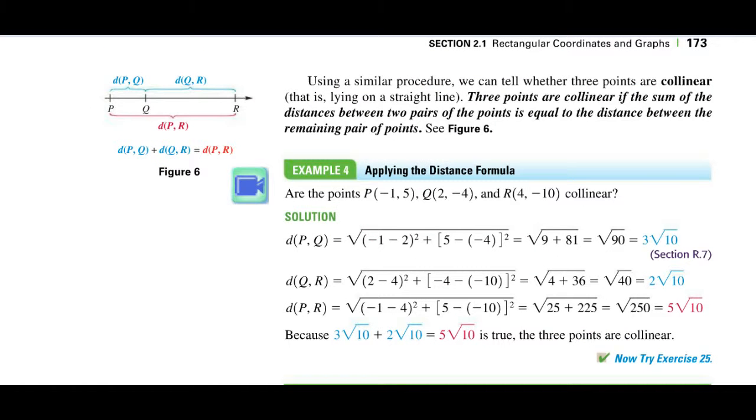Now, here's another definition that they give you, and it's to figure out whether 3 points are collinear, that is, lying on a straight line. 3 points are collinear if the sum of the distance between 2 pairs of points is equal to the distance between the remaining pair of points.